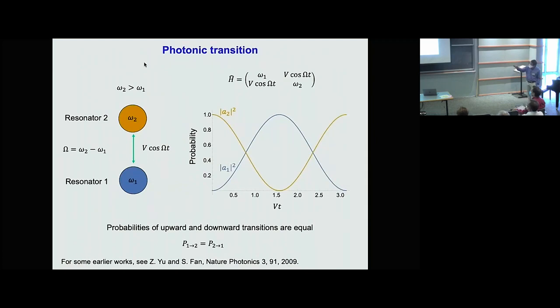As an illustration of the basic idea, imagine that you have just a 2-mode system, a resonator 1 at a frequency omega 1, a resonator 2 at a frequency omega 2, and you modulate the coupling constant between these two resonators. And you choose the modulation frequency to be equal to the frequency difference between these two resonators. Now, this is just a standard Rabi oscillation Hamiltonian, if you're coming from an atomic physics background. Let's say at time equal to 0, you have the photon entirely in resonator 1, and as you let time go, the photon is going to oscillate back and forth between these two resonators.